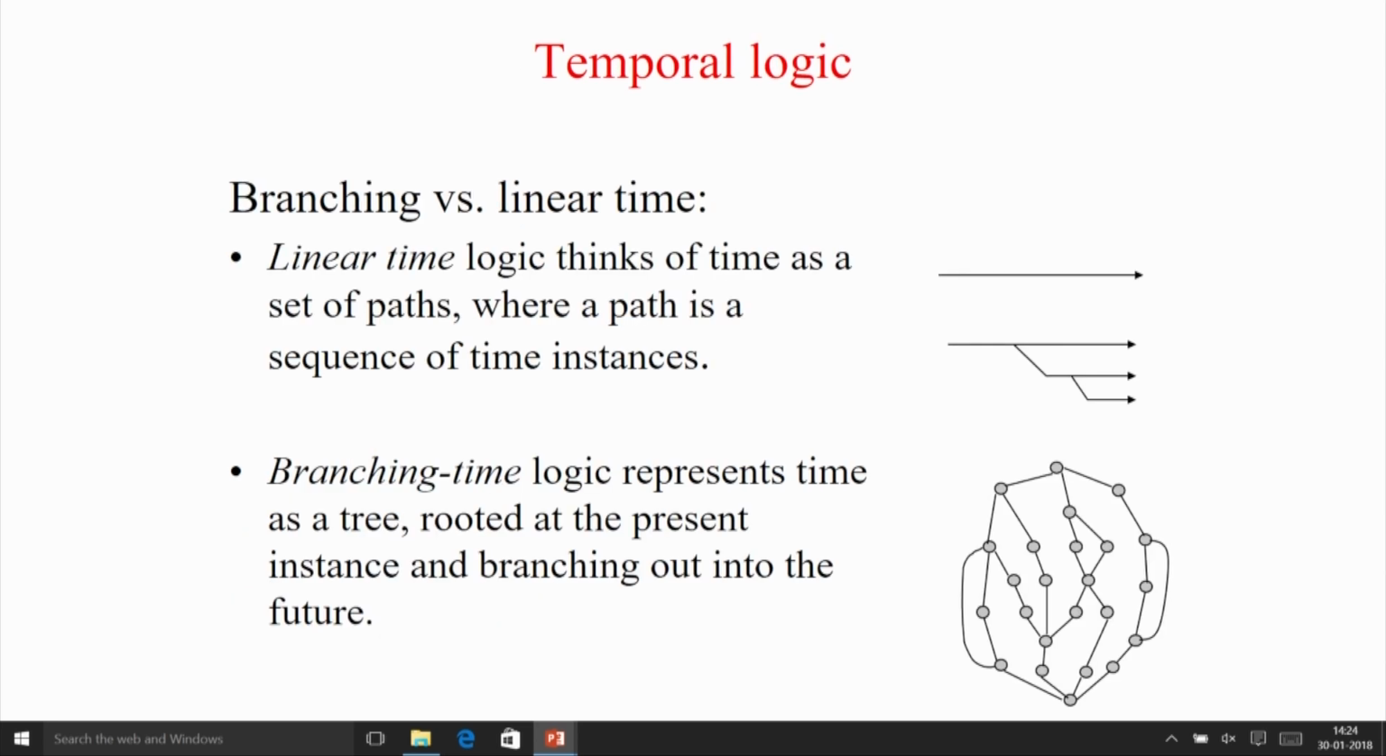There are two types of very important temporal logic: one is called branching time and the other linear time. Linear time, basically, you can think of time as a set of paths, where a path is a sequence of time instants. That is linear time temporal logic. We might have heard the name many times. It depends on some kind of paths. And branching time logic represents a tree, and there can be different paths branching out of it.